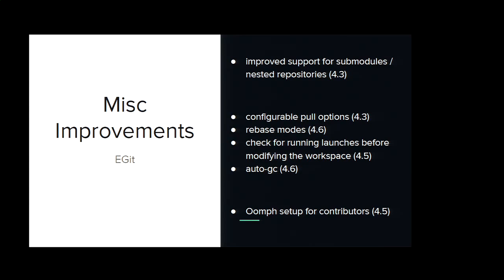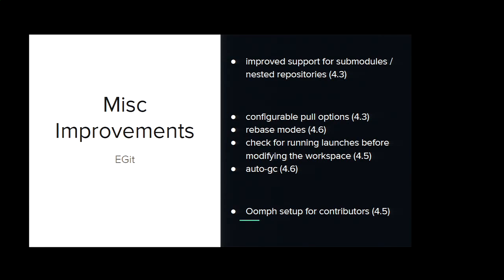We enhanced the check for running launches so that it checks if some code is running on the code you are changing. When you do, for example, a checkout, you get a warning: do you really want to change the source code, for example, by checking out another branch if something is running? And now we check this for all commands which change the working tree.